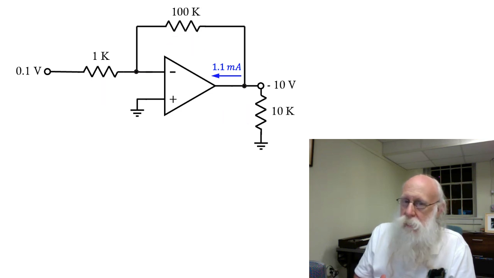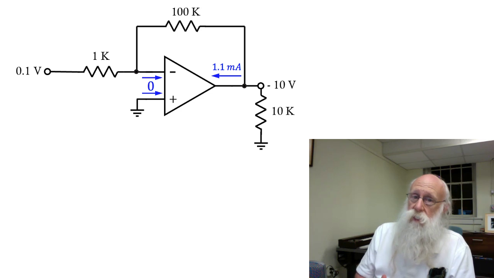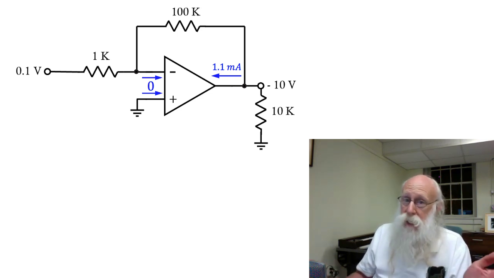But now wait, Kirchhoff's current law has to be satisfied. So we've got 1.1 milliamps flowing into the output terminal of the op amp. We've got 0 current going into each of the inputs. So we've got a little bit of a problem. Where does that 1.1 milliamps go? Because it's not popping back out of either of those inputs.